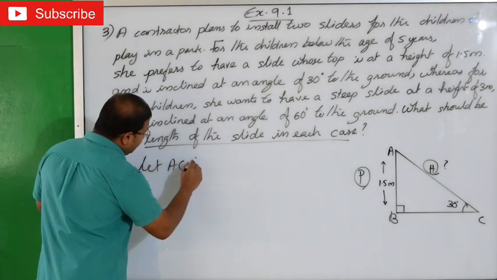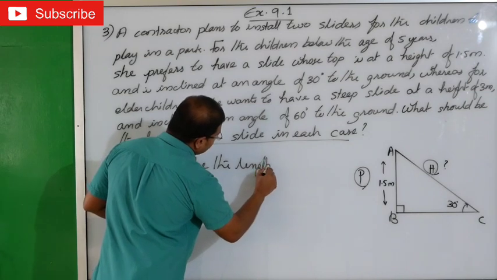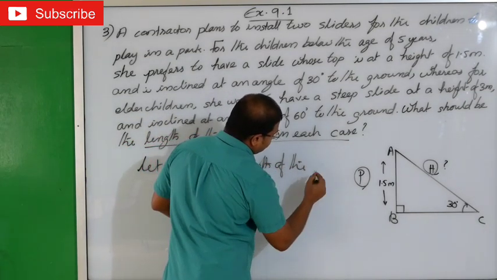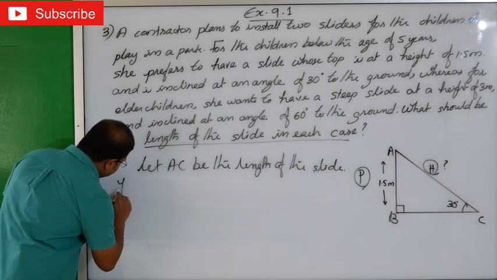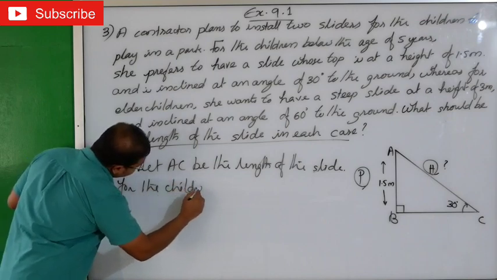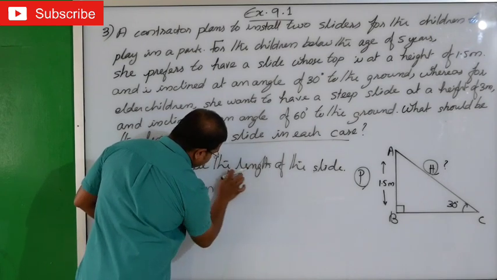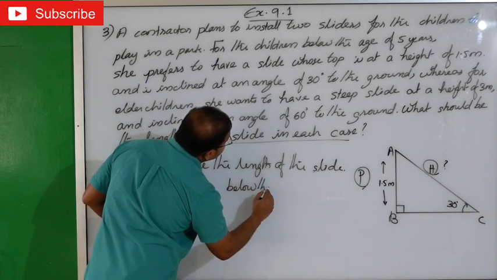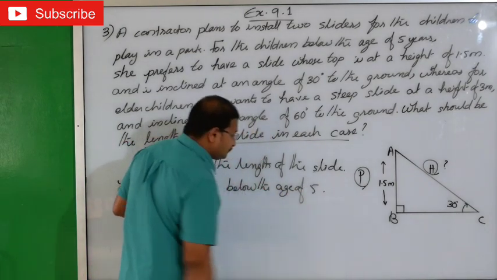Let AC be the length of the slide for the children below the age of 5.